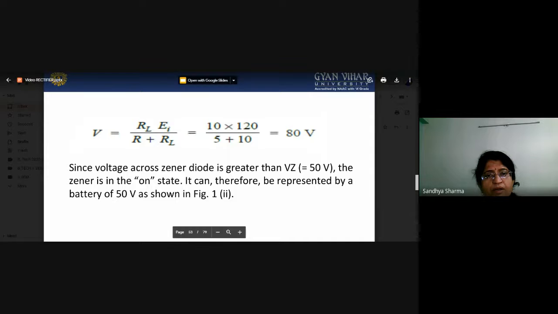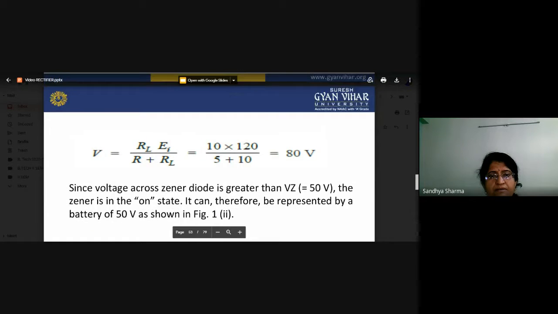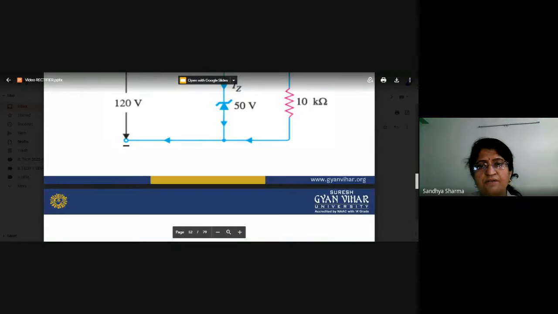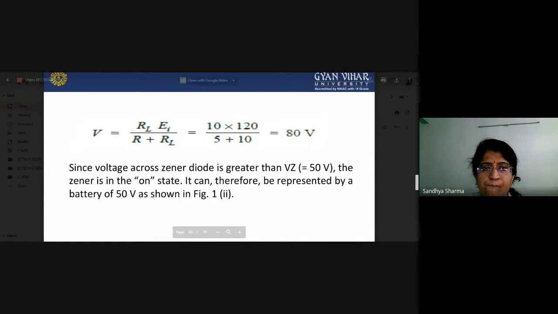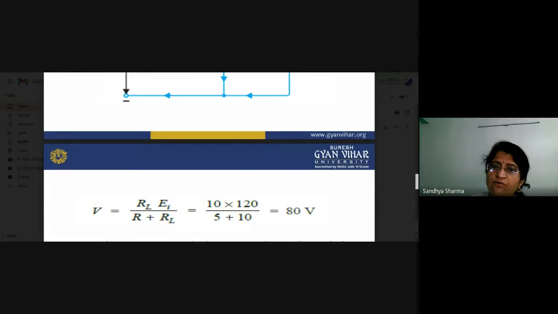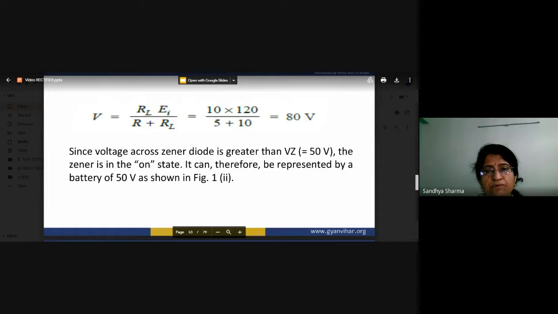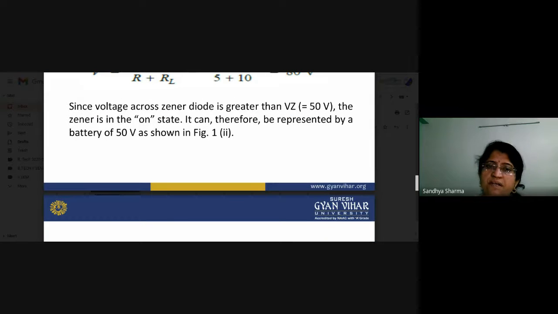You have to calculate the voltage across RL due to the input. So what about the voltage? You can calculate it from here. That is 80 volt, which means the rating of your Zener diode is 50 volt, and that is less than this 80 volt. So now it will start working. Your Zener voltage rating is lower than the voltage we provide, so in this condition your Zener is in the on state.